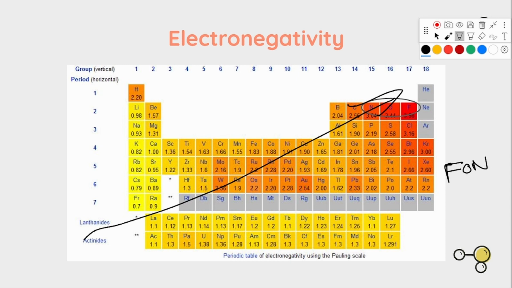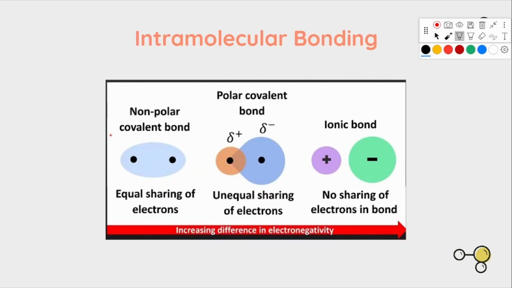Now electronegativity plays a very large role in the sharing and transfer of electrons between atoms. And that leads us to intermolecular bonding. Intermolecular bonds are bonds that hold atoms together. And different types of bonds will form due to the difference in electronegativity between atoms as electrons are transferred and shared.